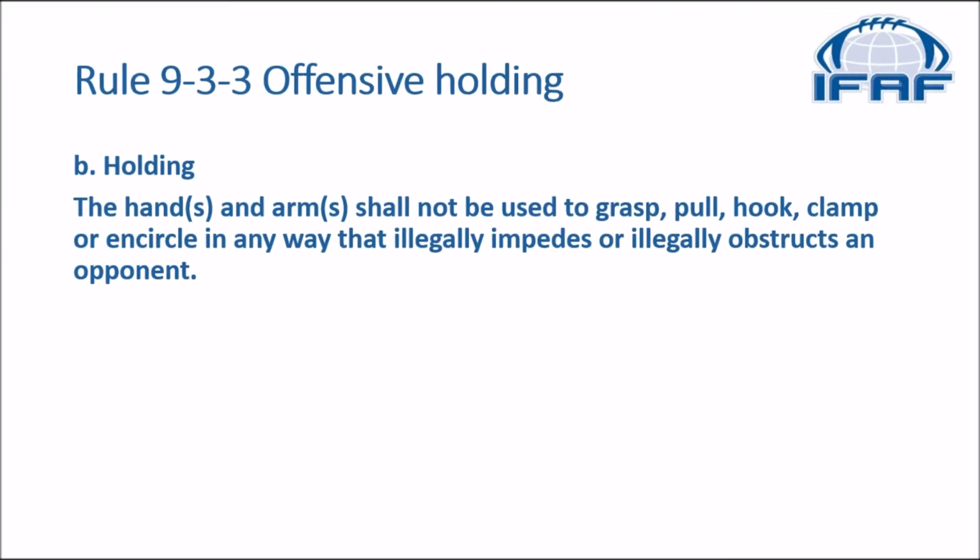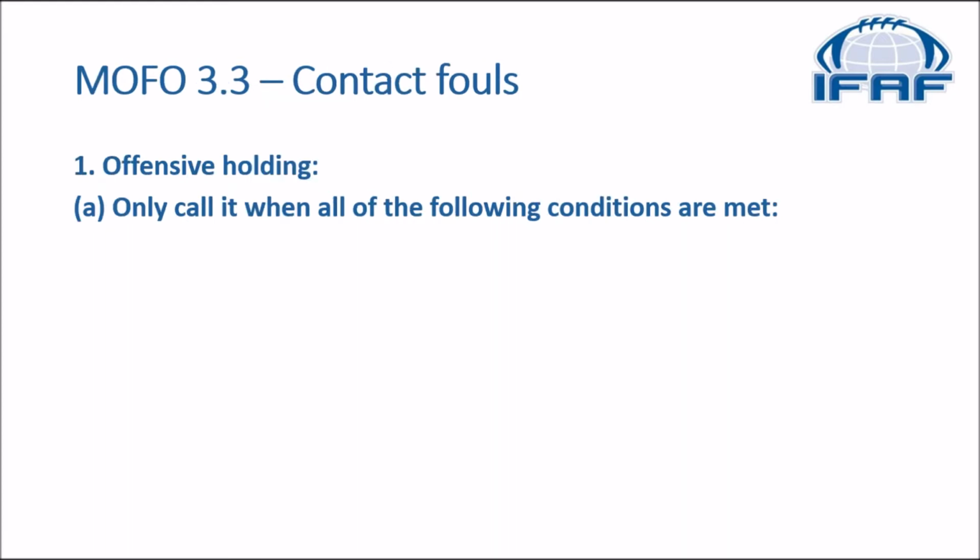In the rulebook, we go to 399B that defines holding as: the hand and arm shall not be used to grasp, pull, hook, clamp, or encircle in any way that illegally impedes or illegally obstructs an opponent. And that was pretty much it for the rulebook. In the MOFO, we go to 3.3 contact fouls.